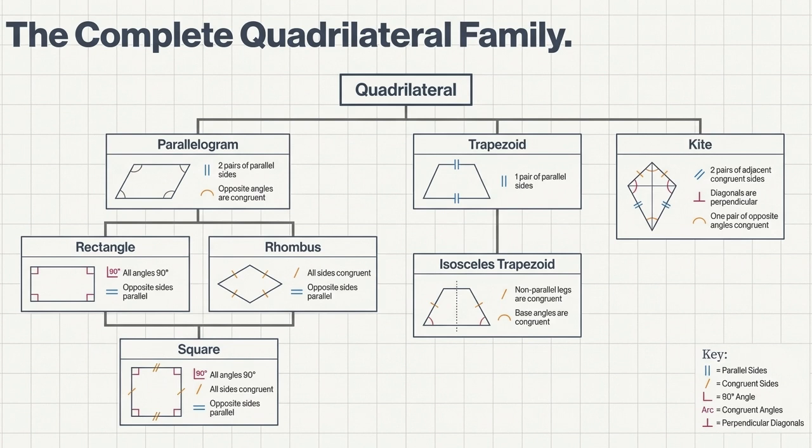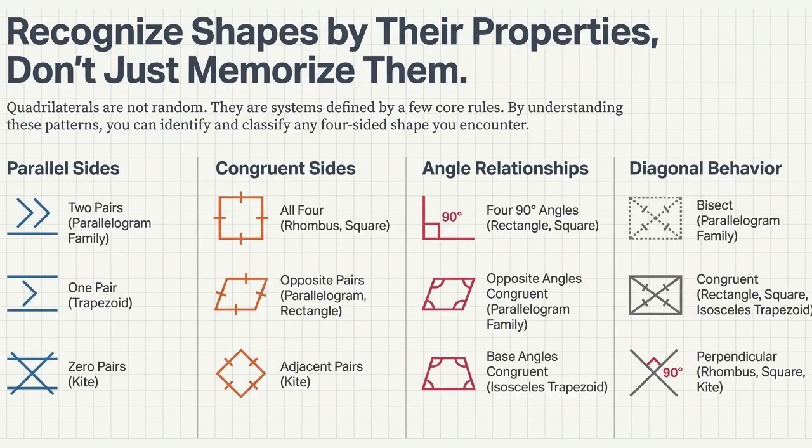Well, the secret is to stop thinking of them as a random list of shapes and start seeing them as a hierarchy, a story of inheritance. And here it is, the big picture. This is how it all fits. A square isn't just a square. It's also a rectangle, and it's also a rhombus. And both rectangles and rhombuses are special types of parallelograms, and every single one of them, at the very top of the tree, is a quadrilateral.